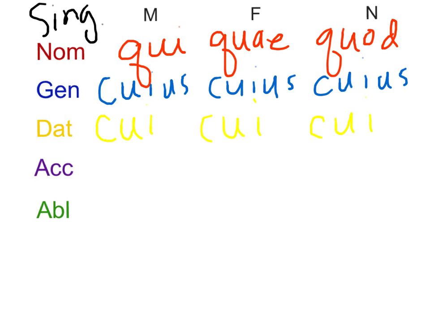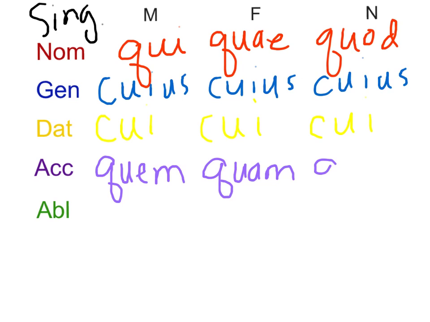Okay, let's add on the accusative. Accusative is going to be quem, quam, quod. And again, let's start from the top. Qui, quae, quod. I'm not hearing everybody. Come on, let's hear everybody. Qui, quae, quod. Cuius, cuius, cuius. Cui, cui, cui. Quem, quam, quod. As you remember, the accusative is used for the direct object.